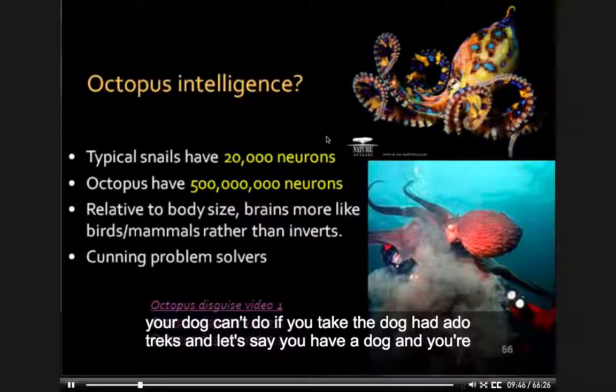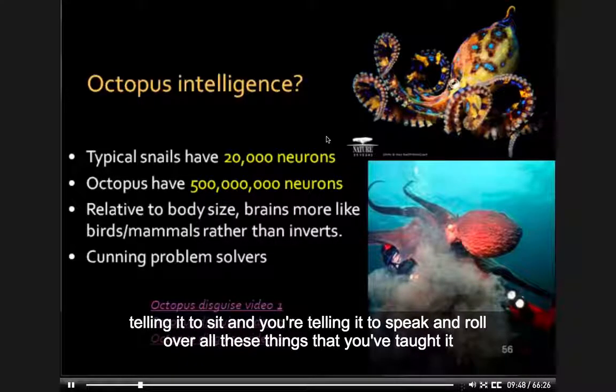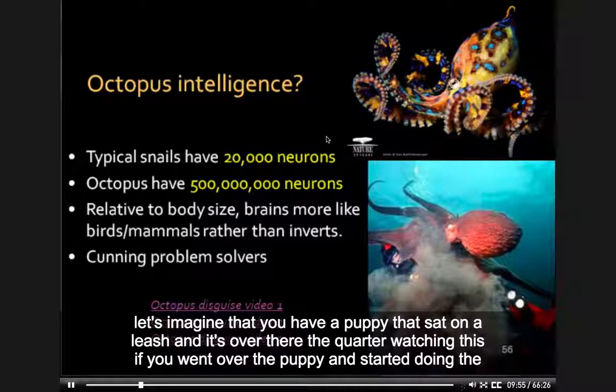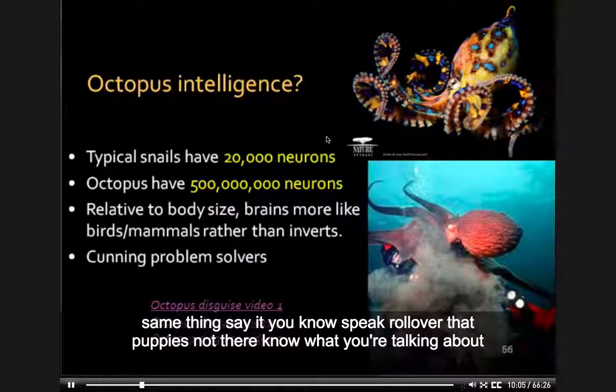If you teach a dog how to do tricks, and let's say you're telling it to sit, to speak and roll over, and all these things that you've taught it, let's imagine that you have a puppy on a leash over there in the corner watching this. If you went over to that puppy and started doing the same thing, sit, speak, roll over, that puppy's not going to know what you're talking about.